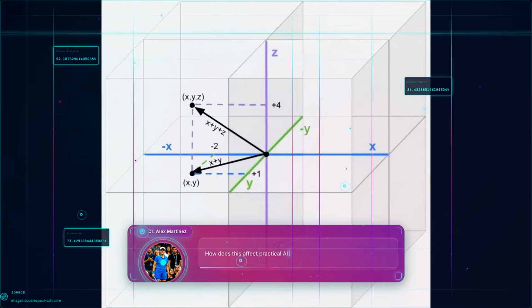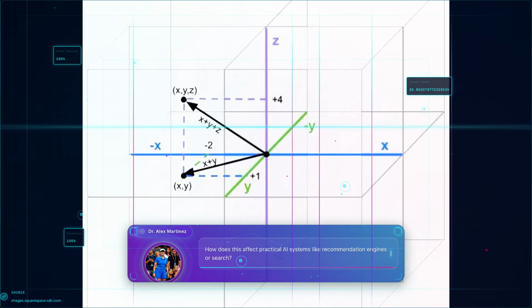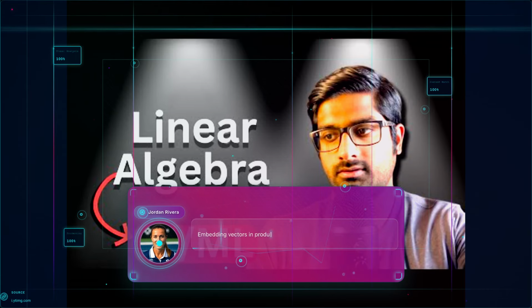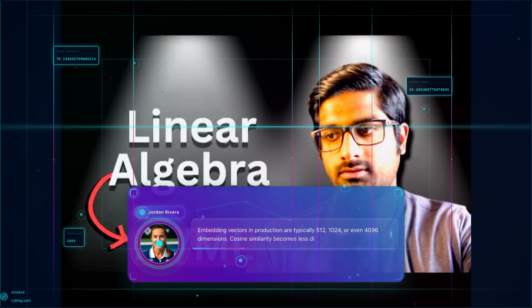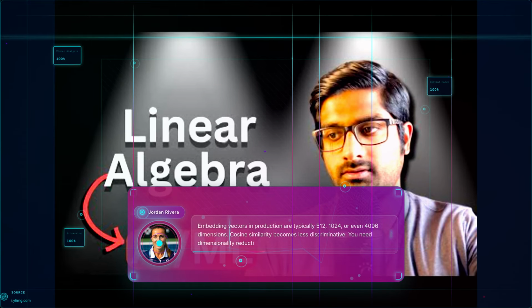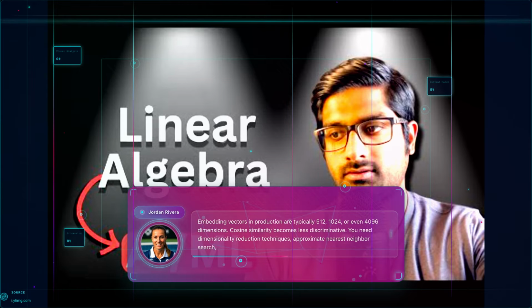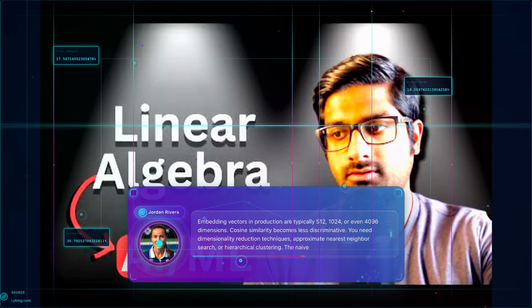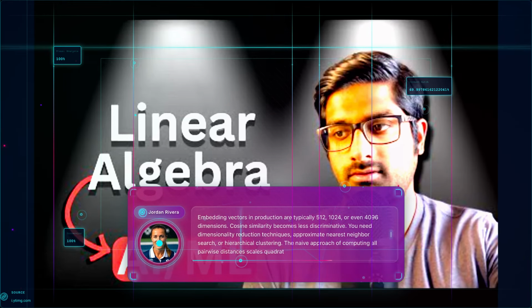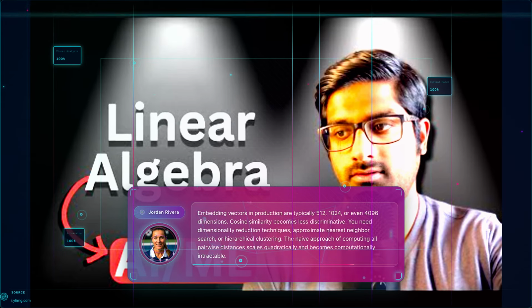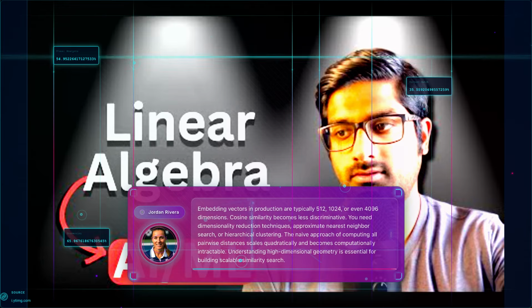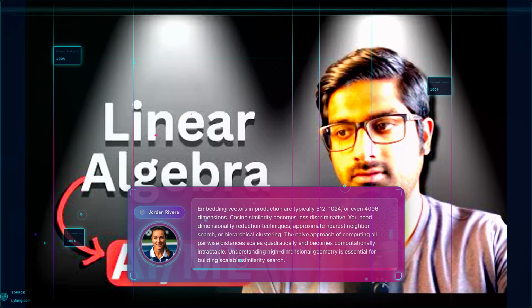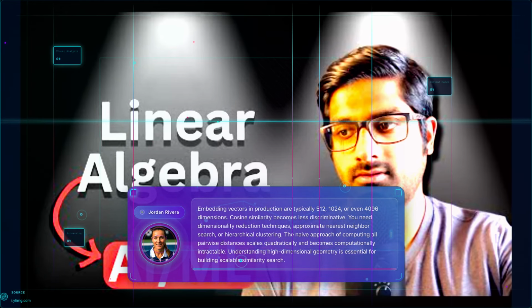How does this affect practical AI systems like recommendation engines or search? Embedding vectors in production are typically 512, 1024, or even 4096 dimensions. Cosine similarity becomes less discriminative. You need dimensionality reduction techniques, approximate nearest neighbor search, or hierarchical clustering. The naive approach of computing all pairwise distances scales quadratically and becomes computationally intractable. Understanding high-dimensional geometry is essential for building scalable similarity search.